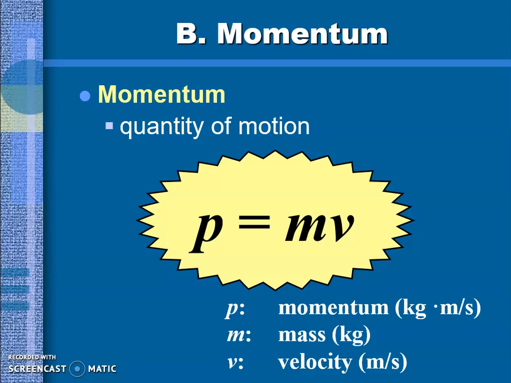So here's your momentum equation. Go ahead and add this to your equation sheet. Here, P equals momentum. Kilograms meters per second is your unit. M, as it always has, stands for mass. That needs to be measured in kilograms. So if a problem gives you grams, you need to convert it to kilograms first. And then V, as it always has, stands for velocity, which is meters per second. Okay?